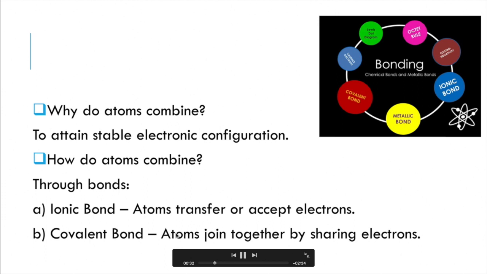The atoms can join together by sharing electrons in what is known as a covalent bond, or they can transfer or accept electrons to form positive and negative ions and form an ionic bond. Metals form another kind of bond, in which electrons are shared, called a metallic bond. Today we will go over ionic compounds and covalent compounds.